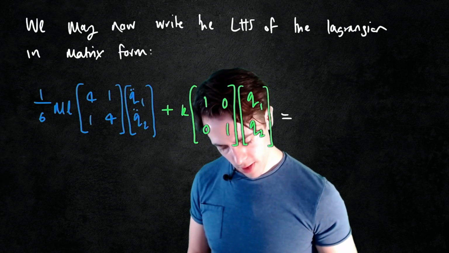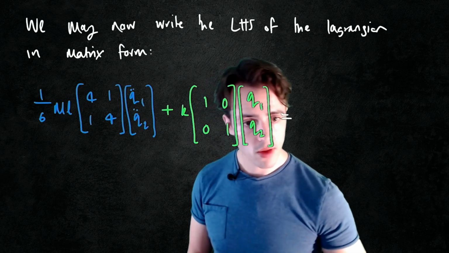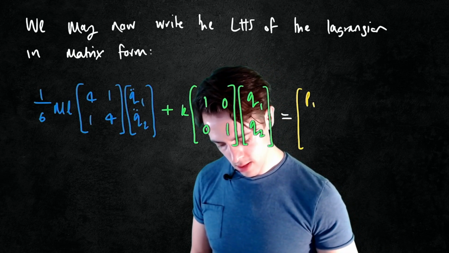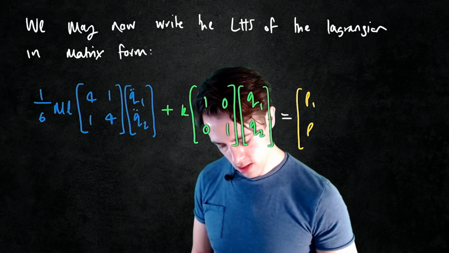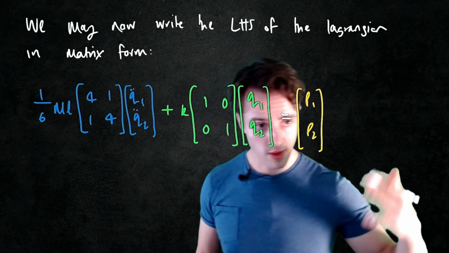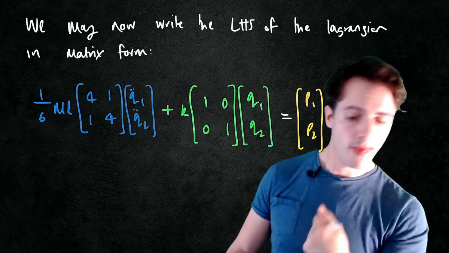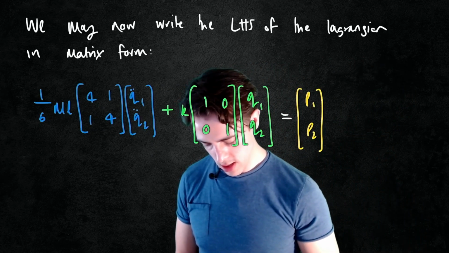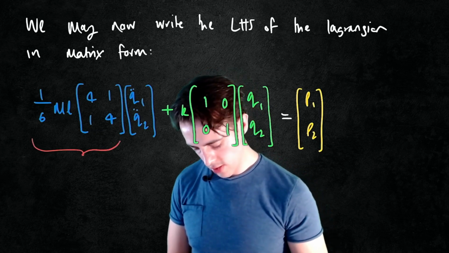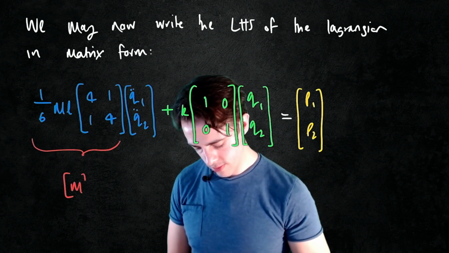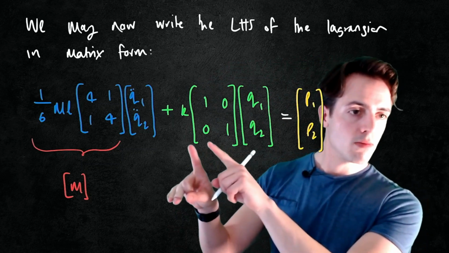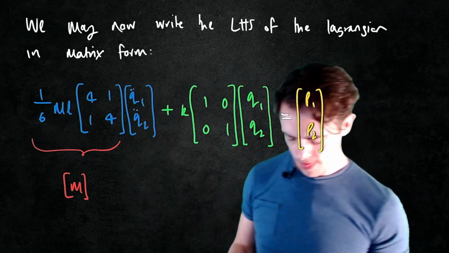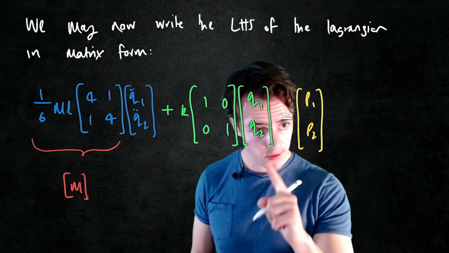That's going to be equal to something on the right hand side, which we're going to say P1 and P2. Okay, so this isn't a force, this is the work done by aerodynamic non-conservative forces. So this bit here is our mass matrix, because it's something that we multiply with this acceleration here. This one here is our stiffness matrix.